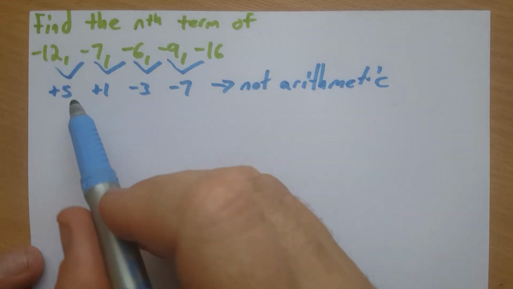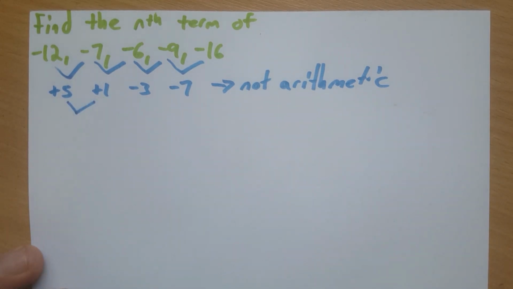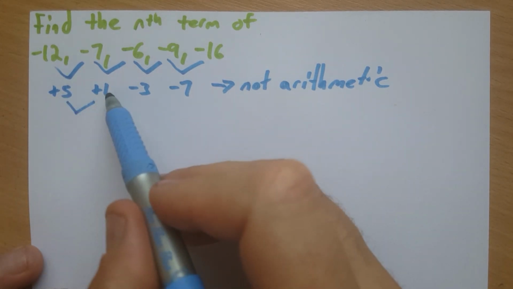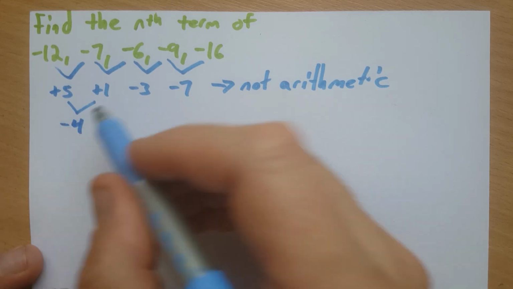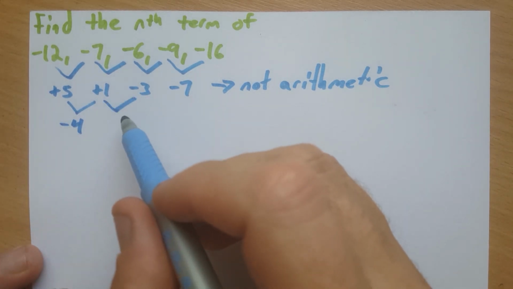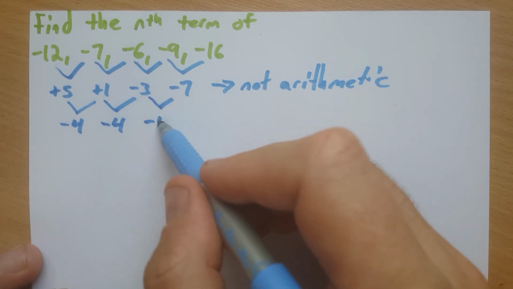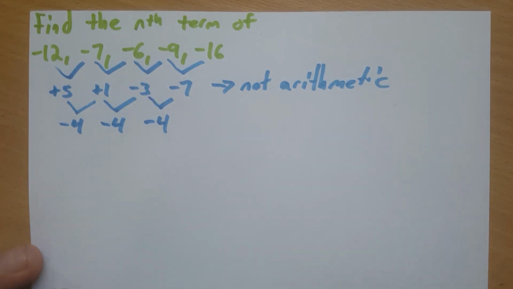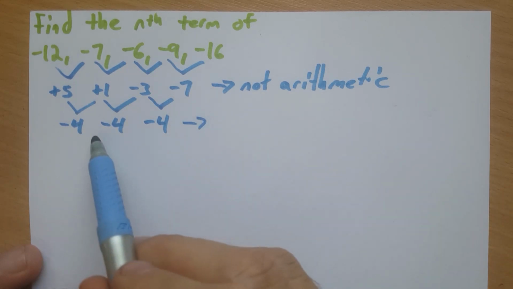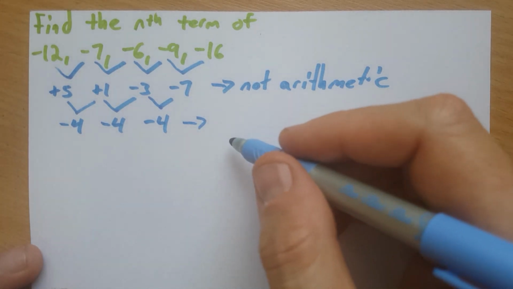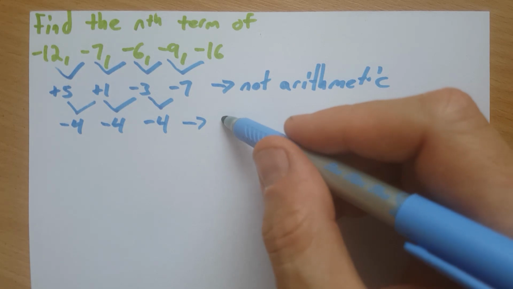And so the next step is to find the second difference. 5 to positive 1, well, you're subtracting 4 to get there. From positive 1 to negative 3, you're subtracting 4 to get there. And from negative 3 to negative 7, you're subtracting 4 to get there. Okay, and since the second difference is constant, that is the clue that you have a quadratic sequence.